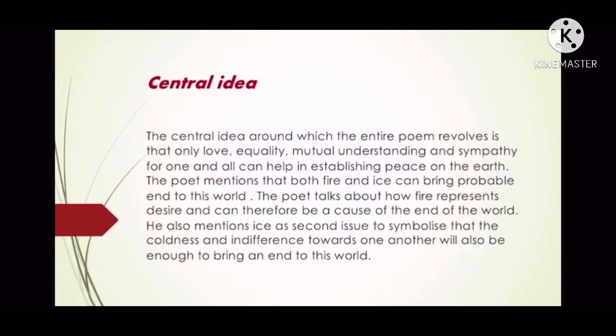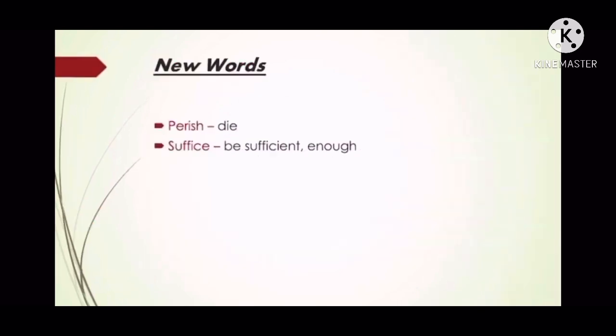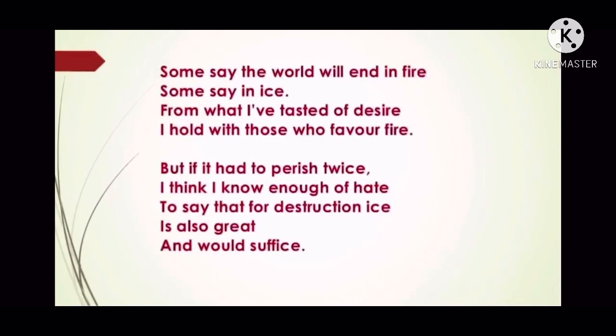The poet mentions that both fire and ice can bring a probable end to this world. The poet talks about how fire represents desire and can therefore be a cause of the end of the world. He also mentions ice as a second issue to symbolize that coldness and indifference towards one another will also be enough to bring an end to this world. In this poem, there are only 2 new words. The first is perish, it means die, and the second is suffice. It means be sufficient or enough. And now I will explain the entire poem to you.